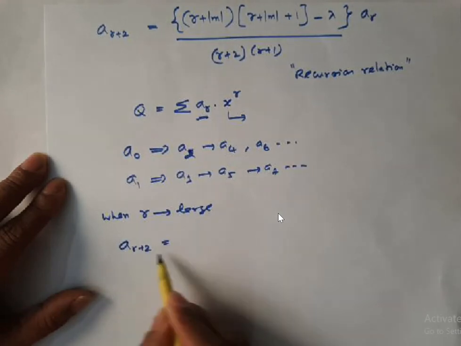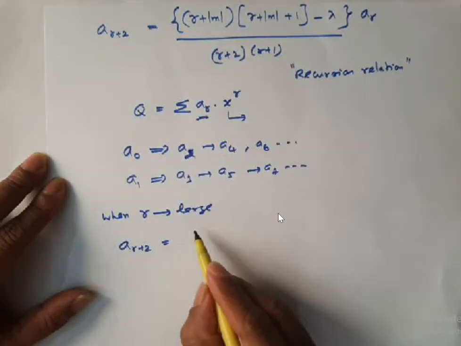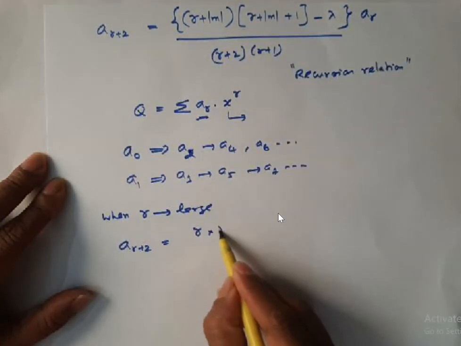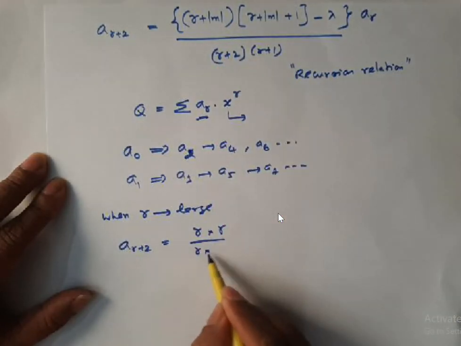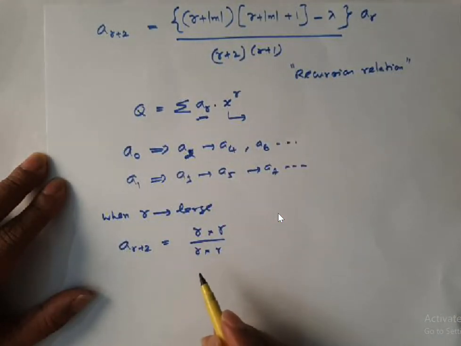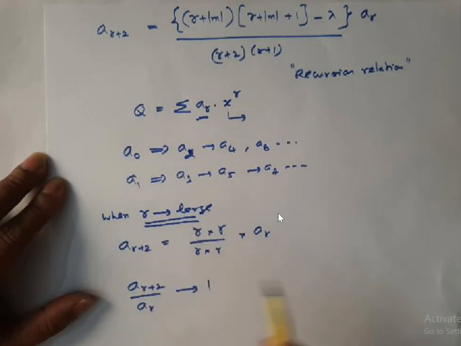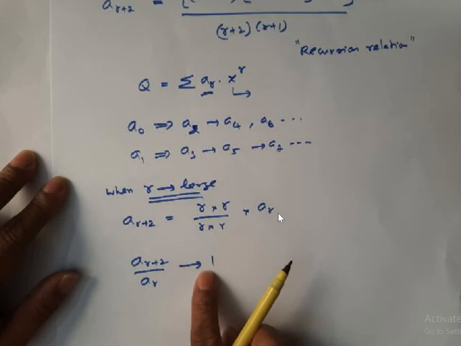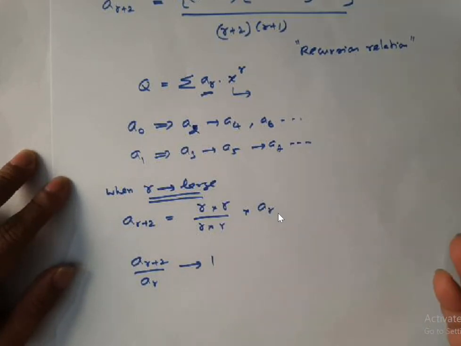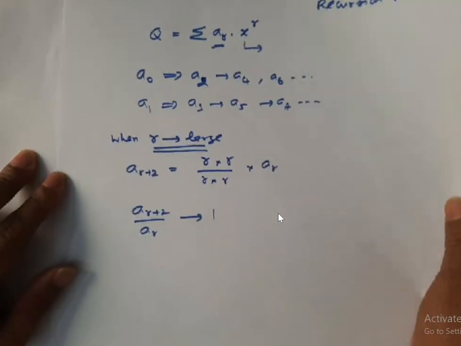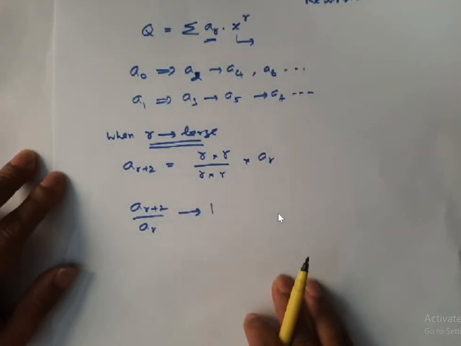If r approaches a large value, a_(r+2) equals, when r becomes large, here we have only the r term. When r becomes large, the other terms are negligible. So we get only the r term divided by r, which becomes 1. Or I can say a_(r+2) by a_r will approach 1 when r becomes large. a_(r+2) by a_r becomes 1, it means all the coefficients become the same. After a particular value, all the coefficients become 1, which is unacceptable.